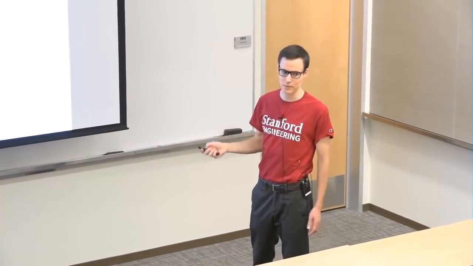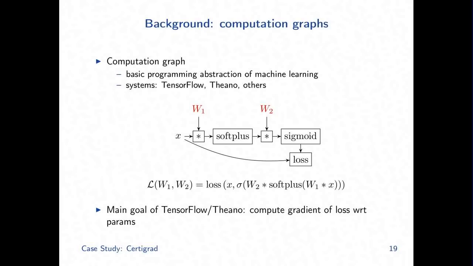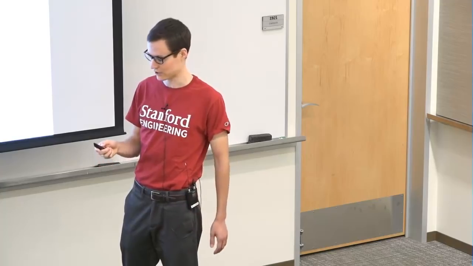So that was a toy example. Let's look at a real example. As a case study, we used our methodology to build a system called Sertagrad for optimizing over stochastic computation graphs. I'll explain what that means in a second for people who are not in machine learning. So here's some background. The computation graph is the basic programming abstraction of machine learning, especially of deep learning. And all of the popular systems like TensorFlow and Theano are based on this abstraction.